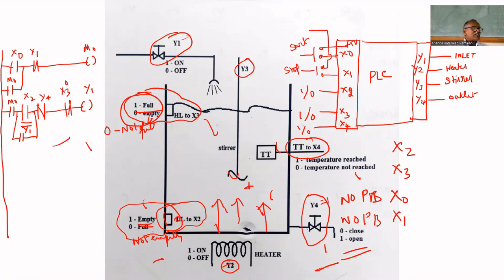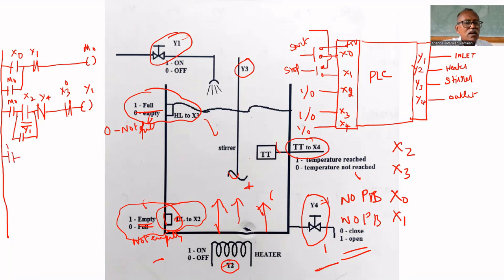Now what do we have to do? What is the sequence of operation? The next sequence is we have to turn on the stirrer and heater. Both should be turned on. When we have to turn on the heater and the stirrer, that we have to write. When the tank is full.